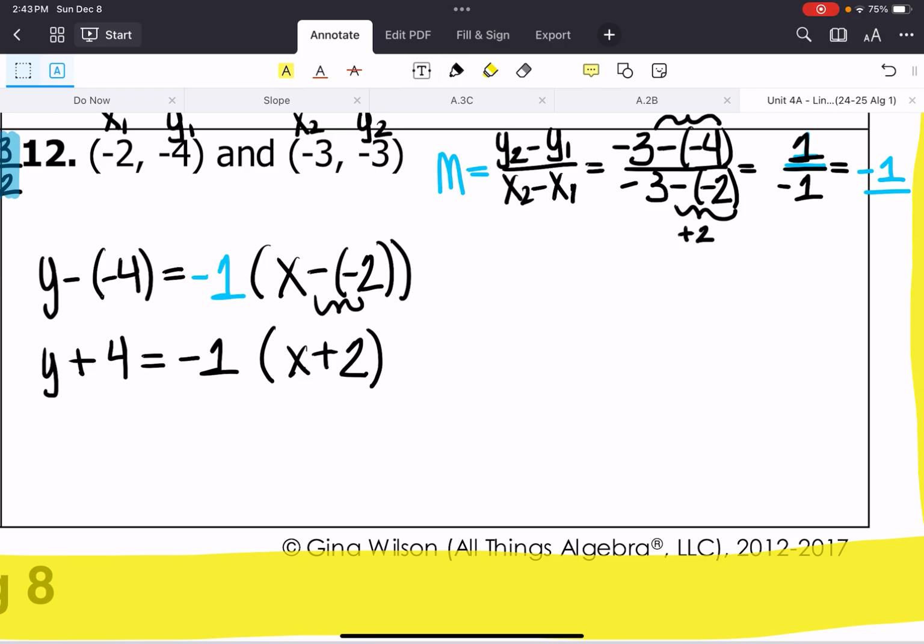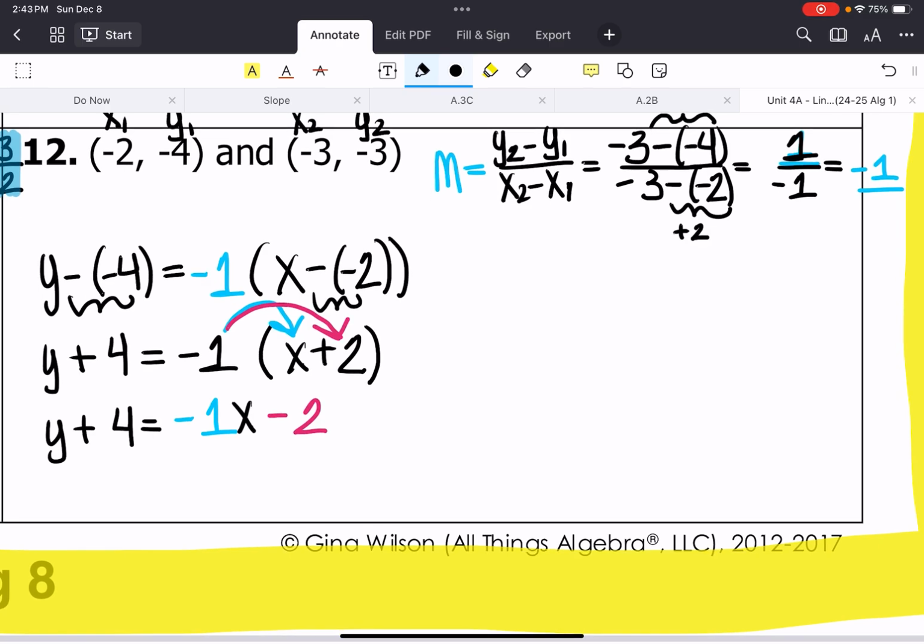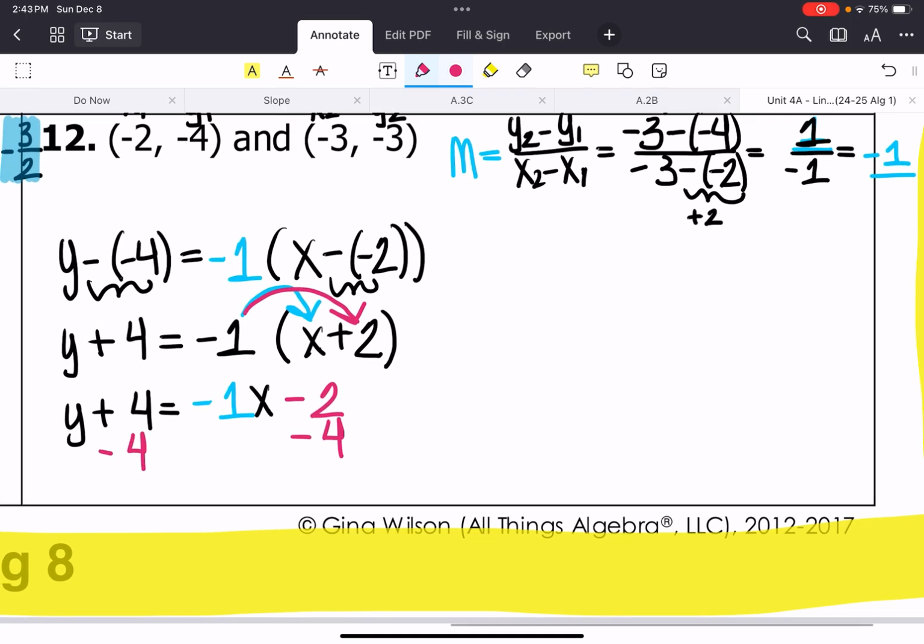We've simplified. Now we can distribute using rainbow. -1 times x, that just gives you -1x. -1 times +2 gives me -2. And on the left-hand side, you still have +4. So how do we get rid of the +4 if we're adding? We're going to subtract 4. And don't forget, what you do to one side, you do to the other. +4 minus 4, that becomes 0.